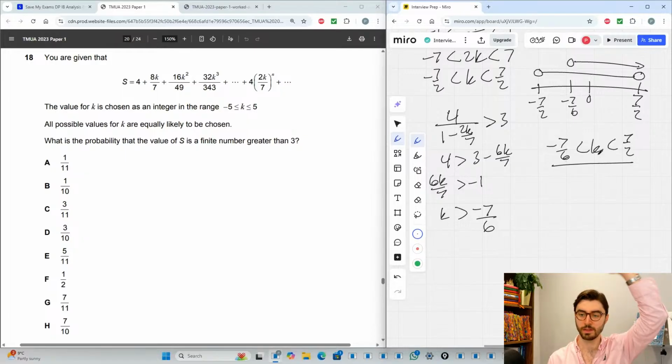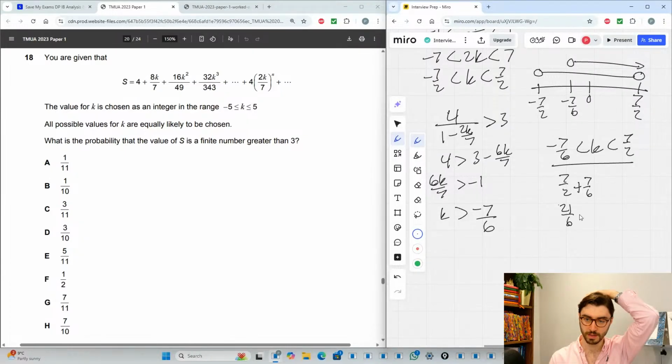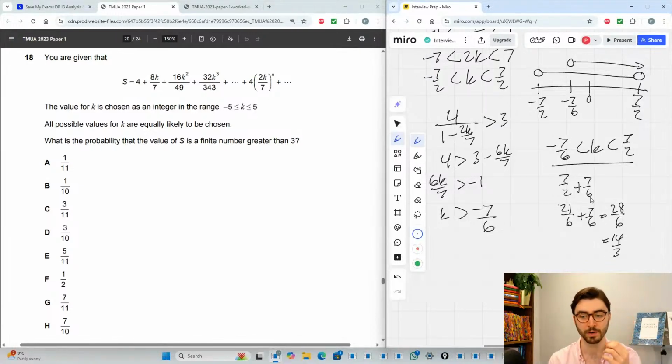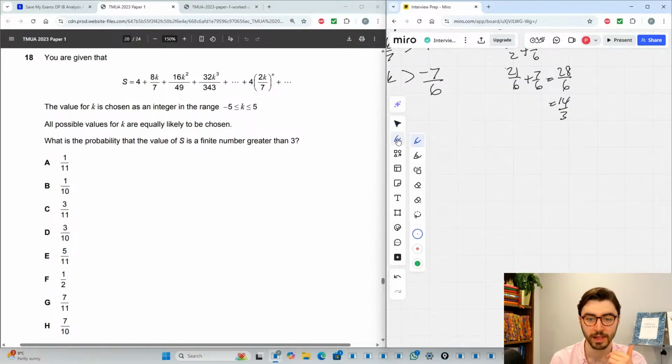So the length of that line is 7 over 2 plus 7 over 6, which is 21 over 6 plus 7 over 6, which is 28 over 6, which is 14 over 3, is the length of the line allowed. And that probability, how much is that out of the length of 10? So the probability is 14 out of 30, which is 7 over 15.